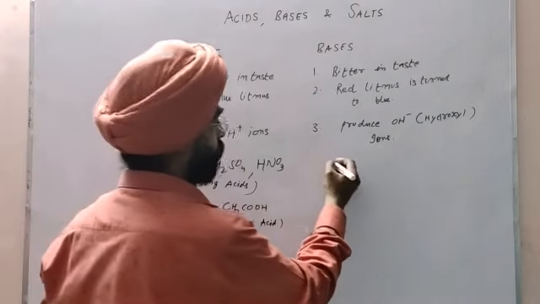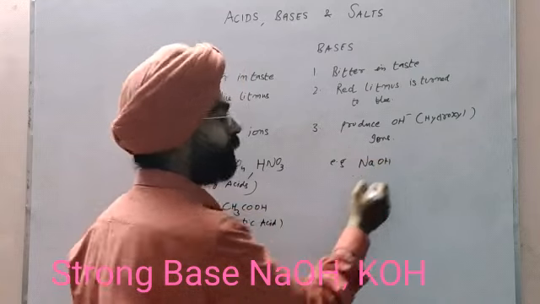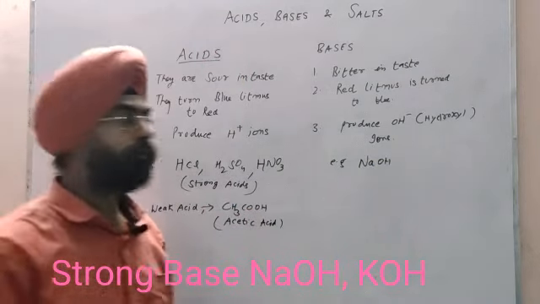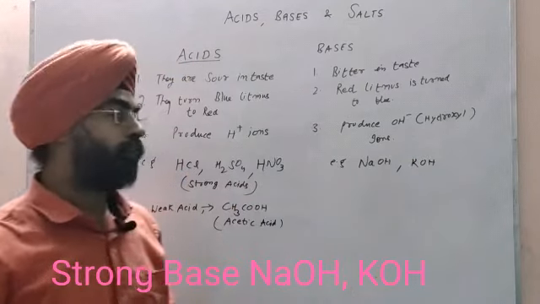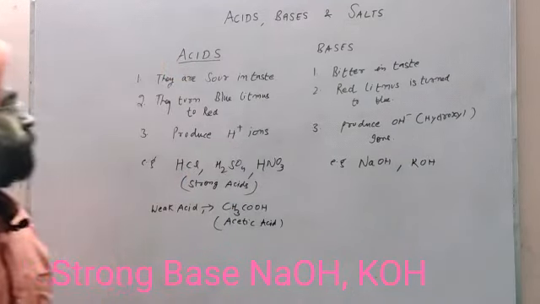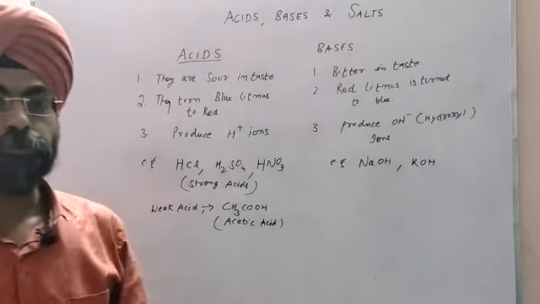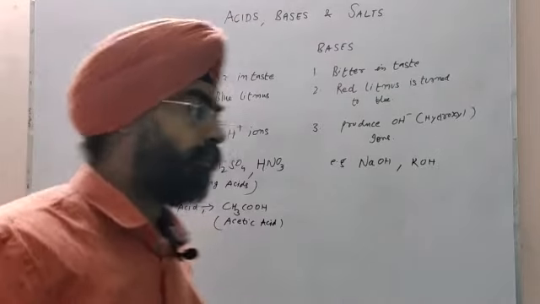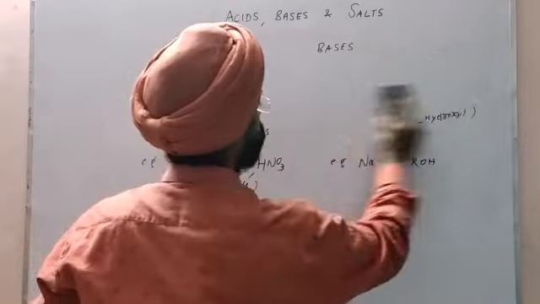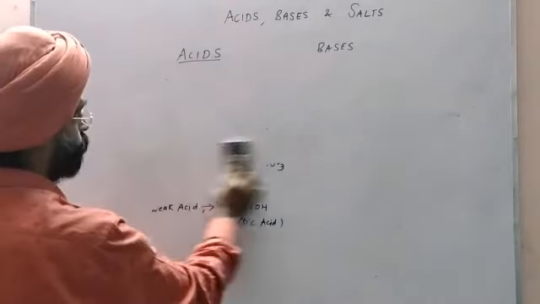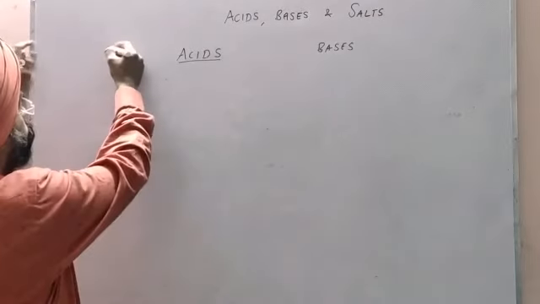And simply the examples of the bases we can see: sodium hydroxide, NaOH, it is a strong base. Potassium hydroxide, KOH, it is also a strong base. Right? So the common difference between acids and bases should be clear to all of you. Now we will see some of the reactions of the acids and bases.